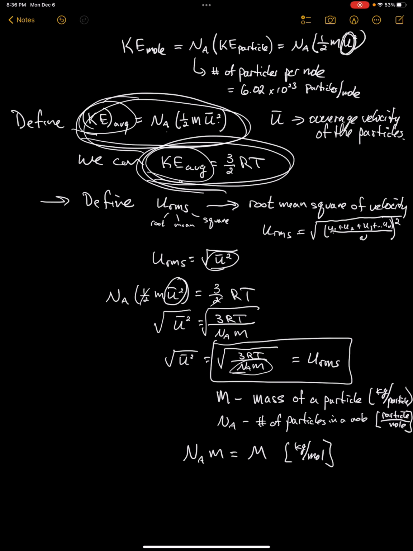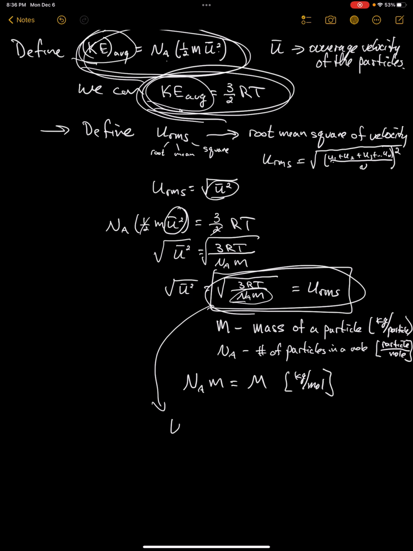And so we can now write this expression of the root mean square by introducing the idea of molar mass and say that u_rms is equal to the square root of 3RT divided by the molar mass of that species, capital M.